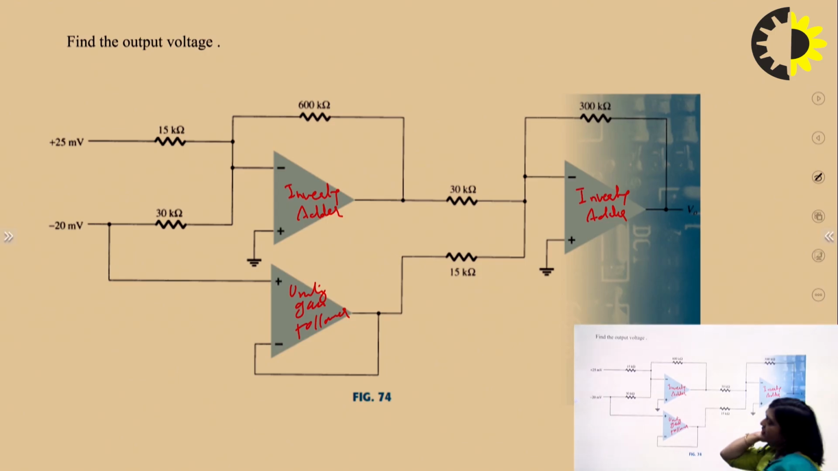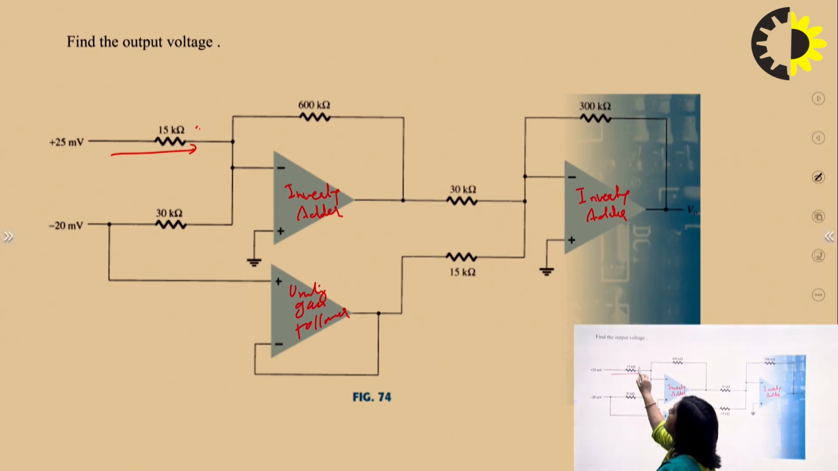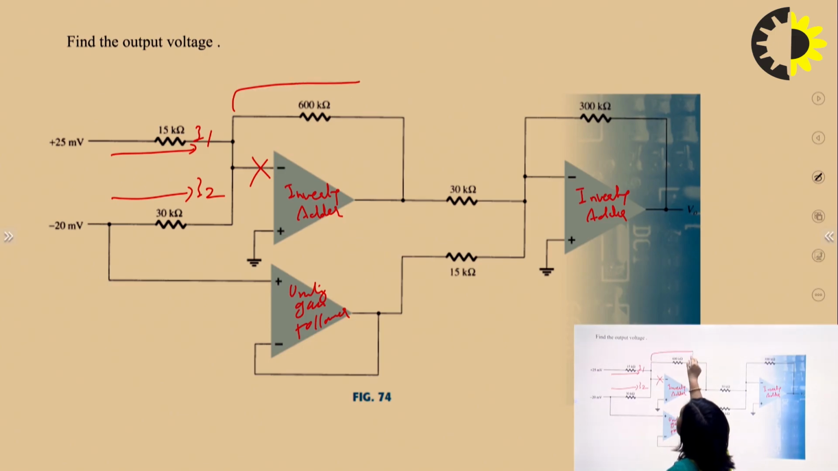So for the inverting adder, what we can do? We apply here I1, we can find the value of I1. Here I2. And no current will enter here, so all the current will pass through this path. So this current is IF. So we can see I1 plus I2 is equal to IF.